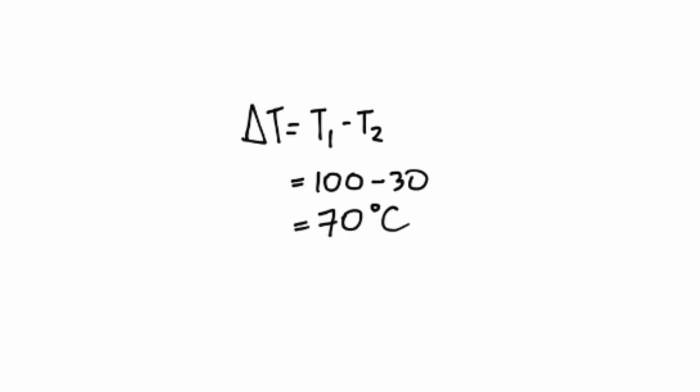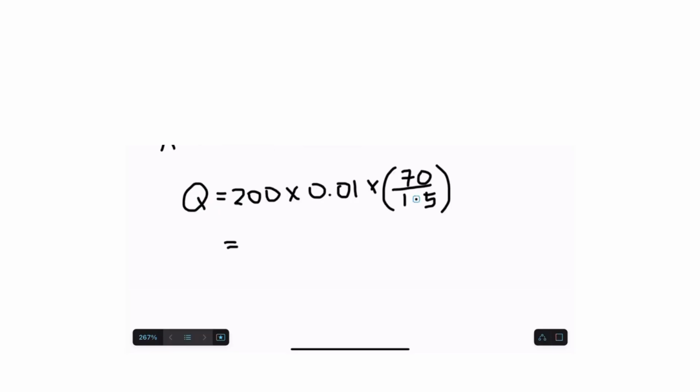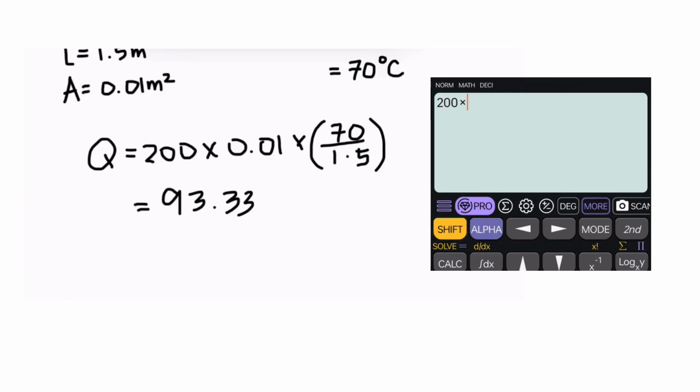Now let's substitute the known values into the equation, wherein Q is equal to 200 multiplied by 0.01 multiplied by (70 over 1.5). This gives us 93.33 watts. So the rate of heat transfer through the rod is 93.33 watts.